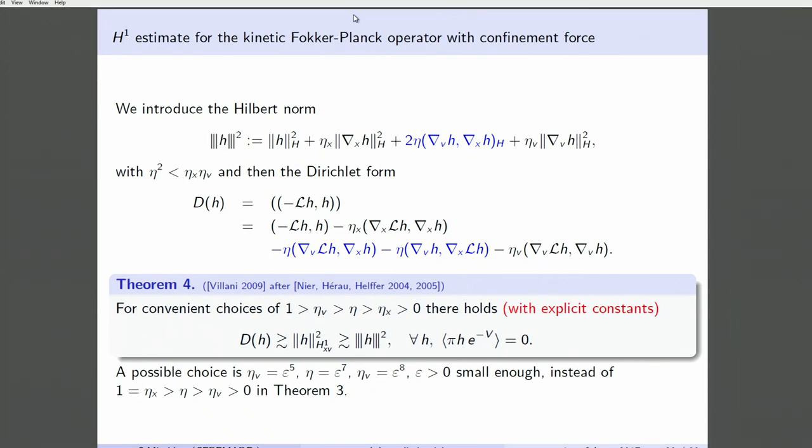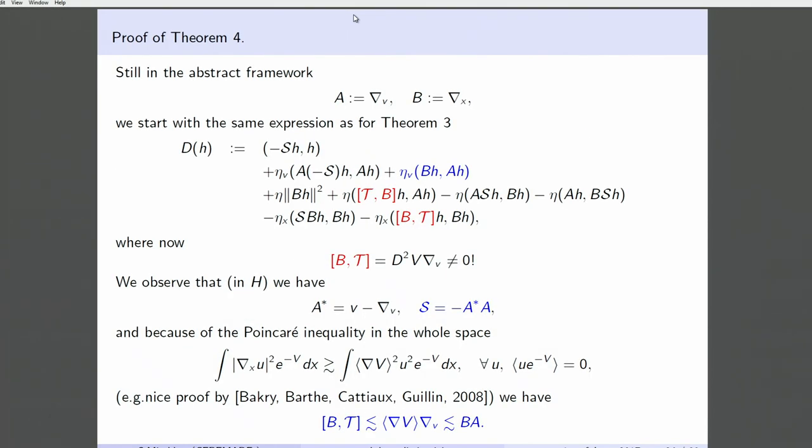So what happens? The difficulty here is that, so I just rewrite the same identity as before, just the same for the moment. But now the commutator here is not zero, okay? And in fact, you can compute it. It's d2v gradient in xv. Okay? So what you can see is that thanks to the Poincaré inequality, in the whole space, in the x variable, this is less. First, it is because the V is a polynomial. So you have first that this quantity is less than the norm of the gradient of V.